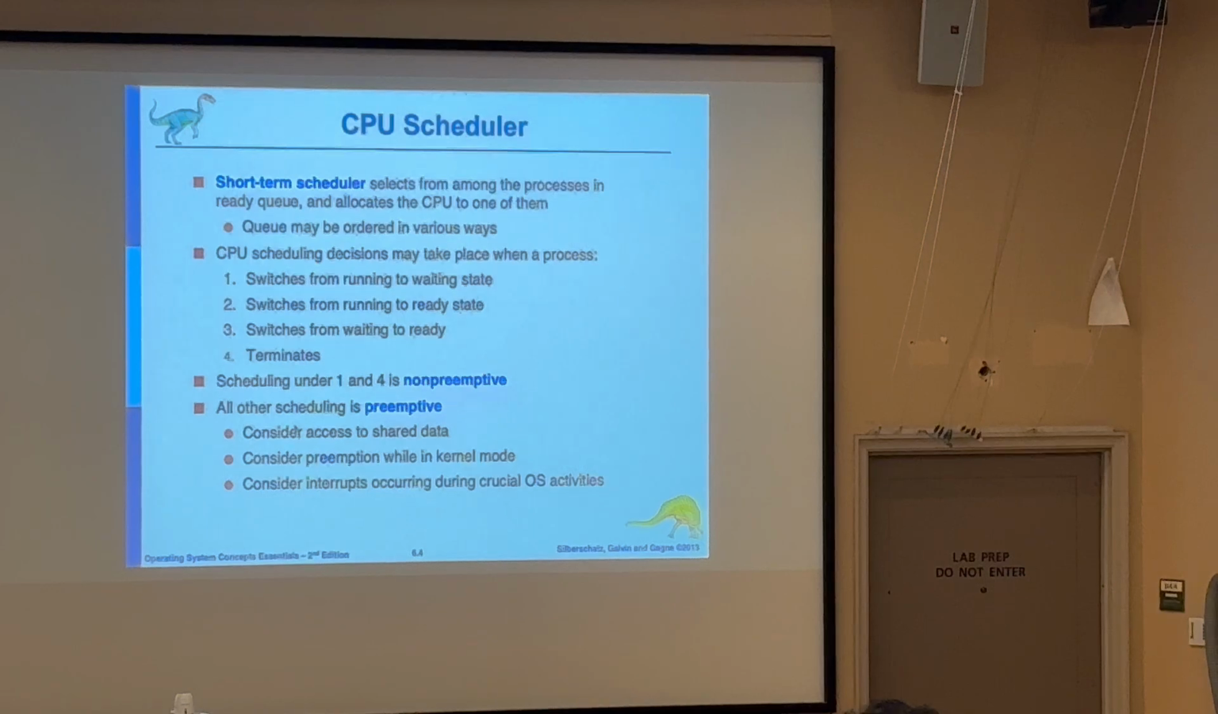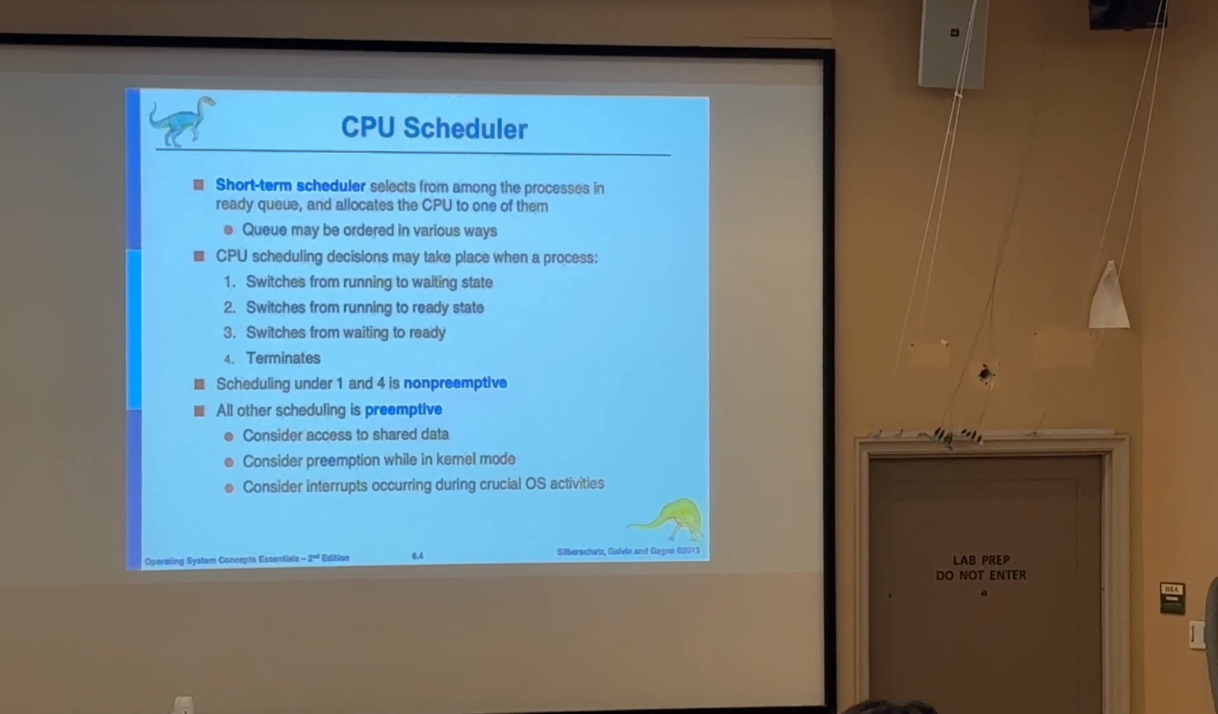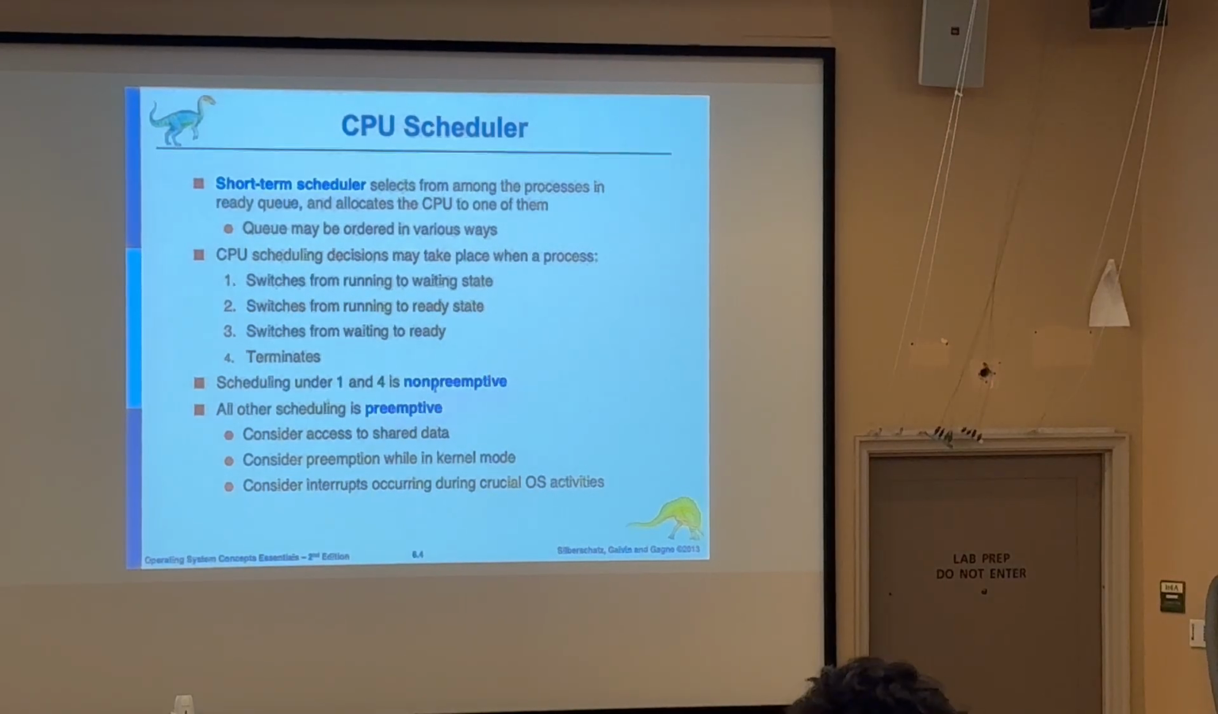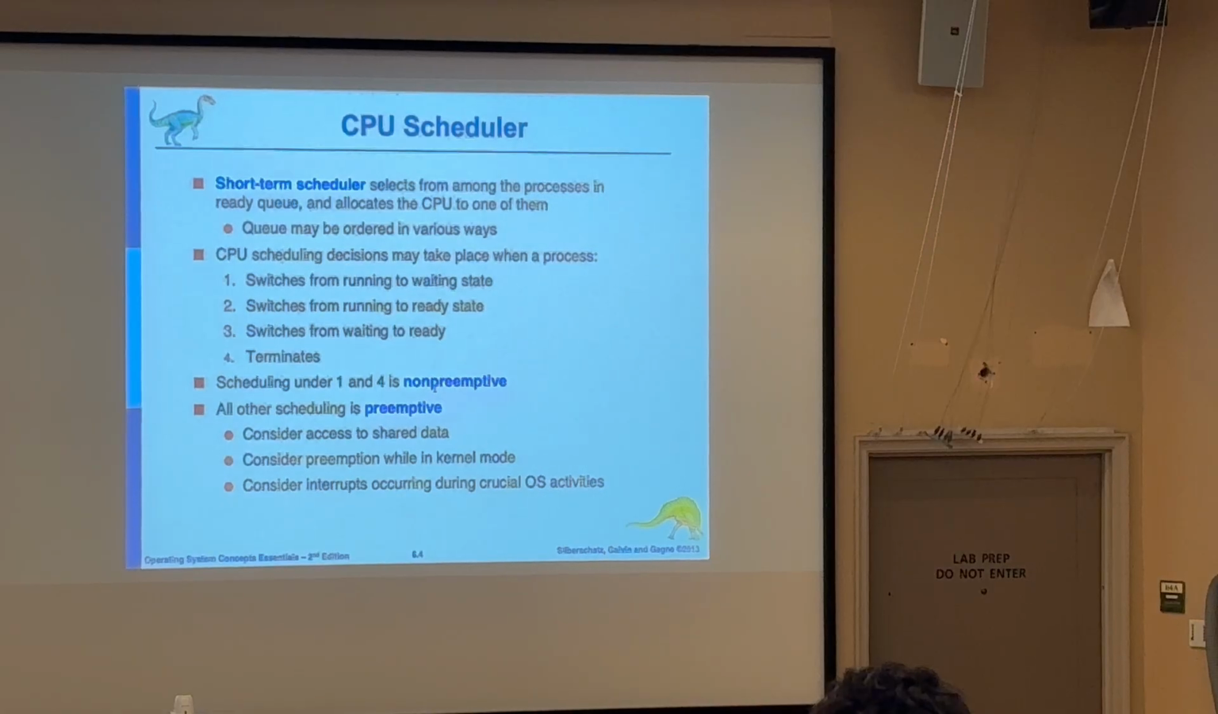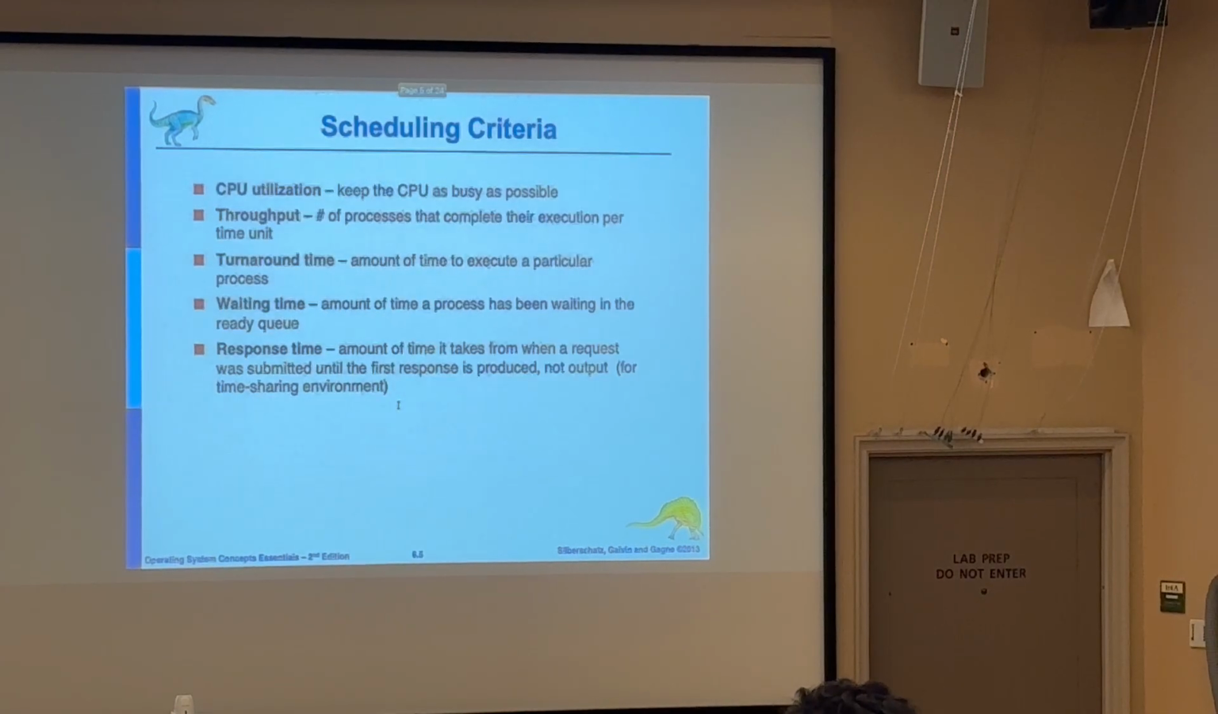When there is preemptive scheduling, you need to consider whether there is any concurrency issue. You need to consider access to shared data, preemption while in kernel mode, and interrupts occurring during these OS activities. When it's non-preemptive, it's easy. Your process just needs to clean up whatever you are working on, and then you yield to the other process proactively. But when it's preemptive, when another process takes over, you need to be very careful.